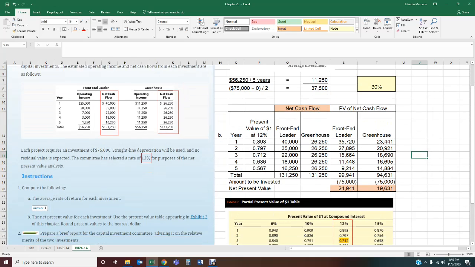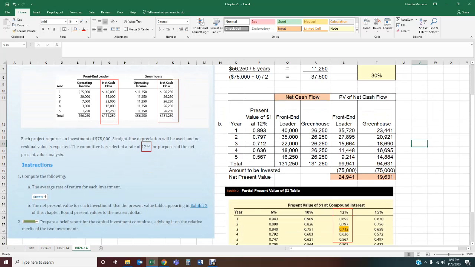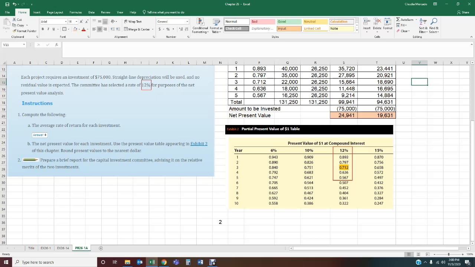Now the second requirement asks us to calculate the net present value of each investment. So the net present value for my loader is 24,941. The present value for my greenhouse is 19,631. Now the last requirement says to prepare a brief report for the Capital Investment Committee, advising them on the relative merits of the two investments. I'm not going to set it up in a report form. And in Cengage, you're going to be asked to fill in the blanks. You're not going to have to type out a report, but I am going to highlight some key points.